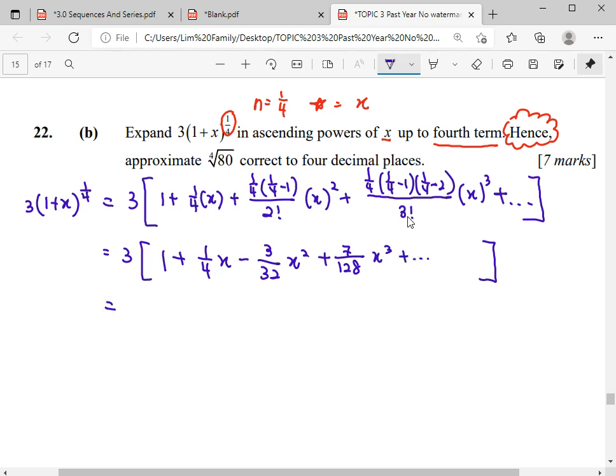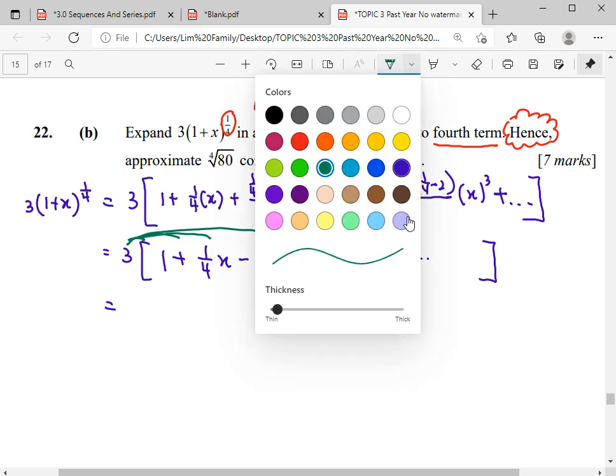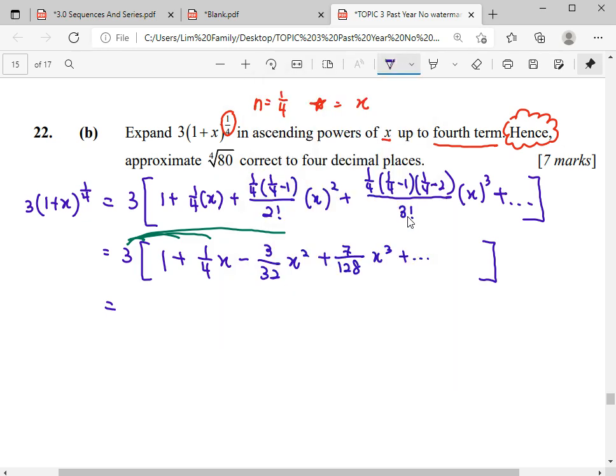Finally, only then do we multiply in our coefficient 3. We put the number 3 from outside into the expansion so that our expansion is complete. So we get 3 over 4 x, minus 9 over 32 x squared, and then 21 over 128 x cubed. Okay, so this is how we expand fully.